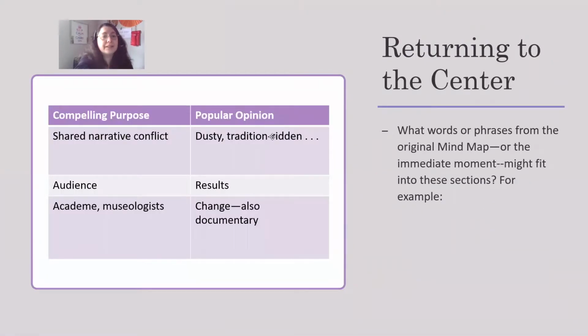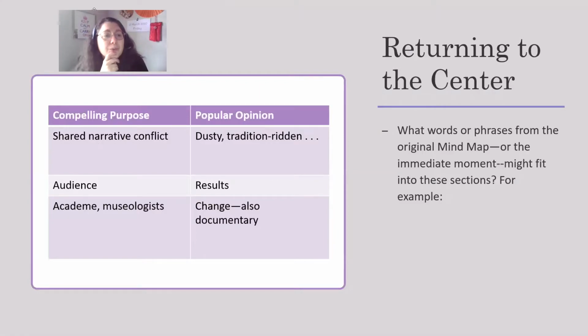Right, let's look at this again then, returning to the center. So, compelling purpose. In my case, I wrote shared narrative conflict. My topic is museums, and I wrote about them as places of shared narrative conflict. Popular opinion of museums, I think, among many of my friends and family is that they are dusty and tradition-ridden. Audience, I'm probably writing for other museologists and interested parties in academe, and then results: change, also documentary. I intend my paper to have an impact of social change agency, but also to document the current status of things. Right, okay.